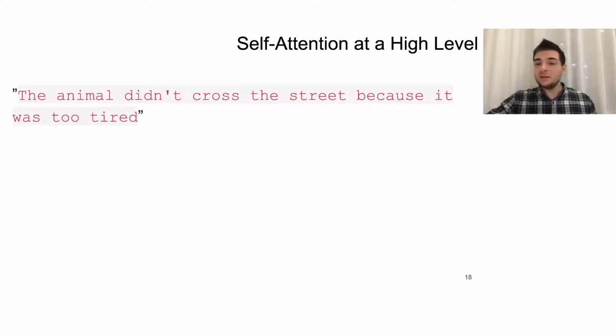Self-attention at a high level is exactly the same concept of attention, but applied to the sentence itself. What I'm trying to say? Here is a sentence, for example: The animal didn't cross the street because it was too tired. Why should we use some kind of decoder to use the attention mechanism? Because right here, attention could be really useful.